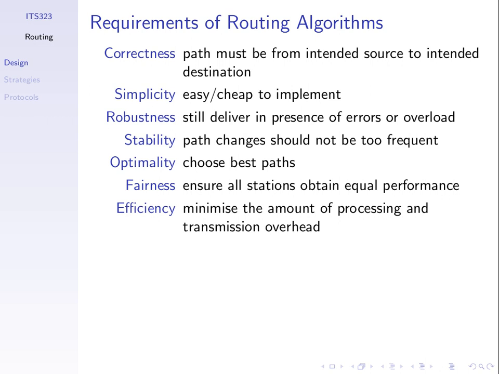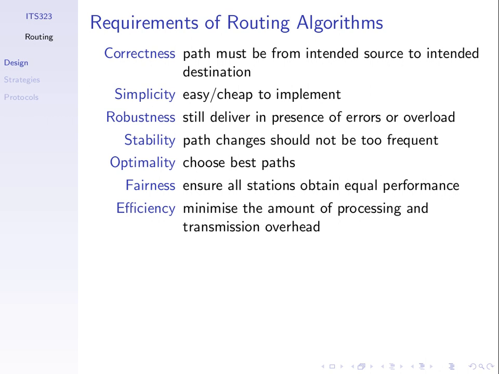It should be simple, because we'll see that we need to implement this routing algorithm in different nodes. It must do some processing. Simplicity is a way towards getting things which are easy, have few errors when we implement, and are cheap. The algorithm needs to choose a path from source to destination.